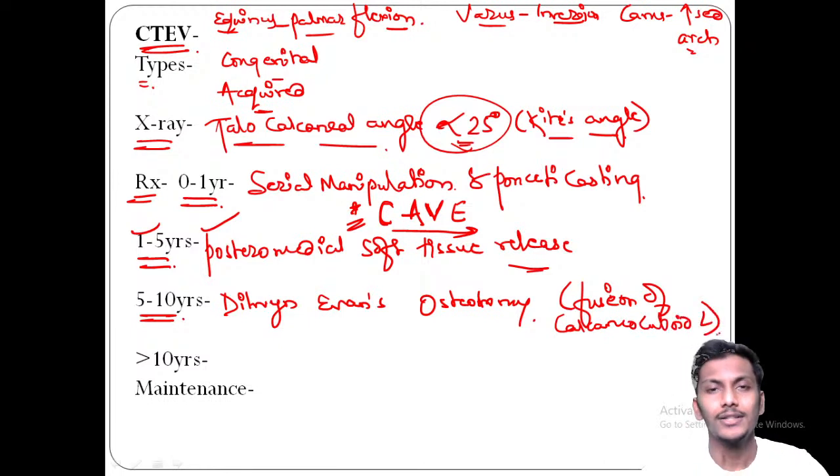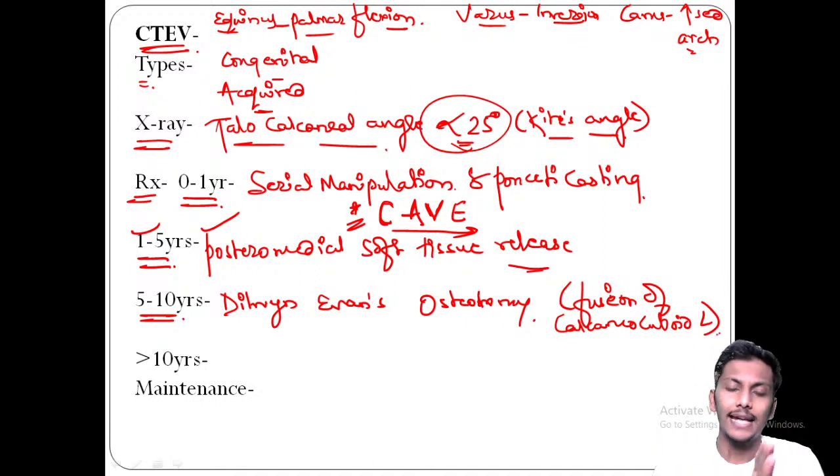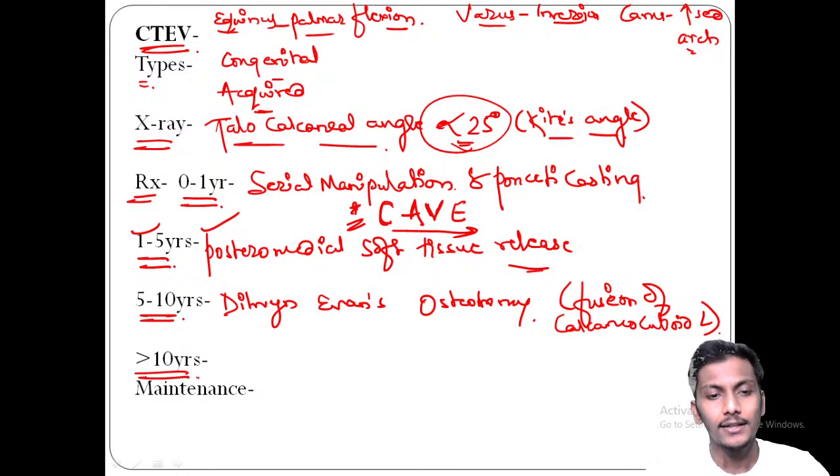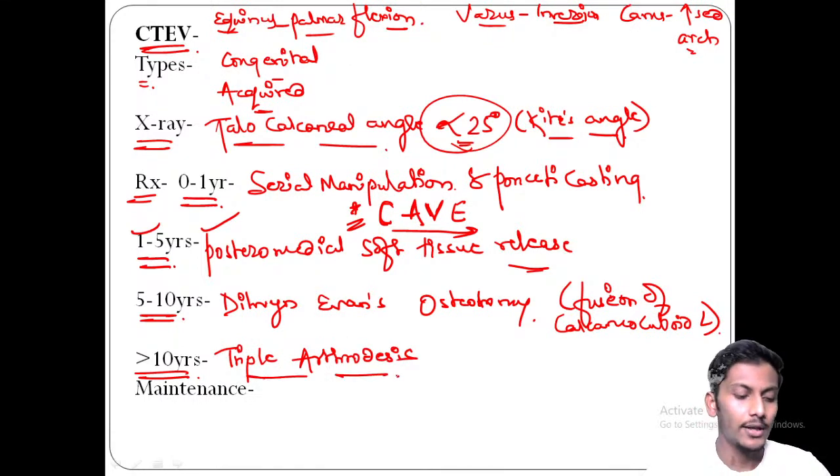So what happens because of that? The lateral part of the foot does not grow, the medial part keeps on growing, and this can straighten the foot. So in Dillwyn-Evans osteotomy, there is a fusion of the calcaneocuboid angle. Important. And beyond 10 years, if the child presents to us with CTEV, then the preferred treatment modality is triple arthrodesis. Important one.